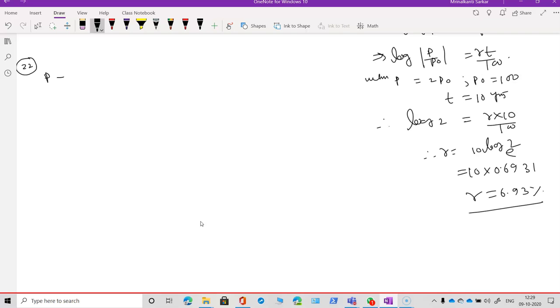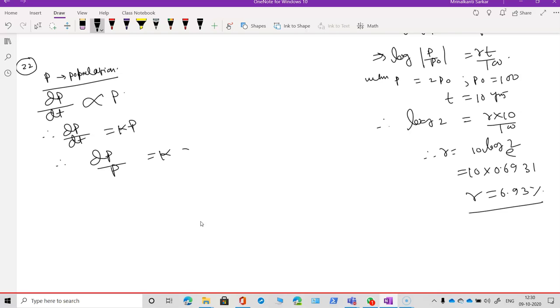So let P be the population. Then it is given that dP by dt is proportional to P. So dP by dt equal to kP. It is increased by 10% in 2 hours.